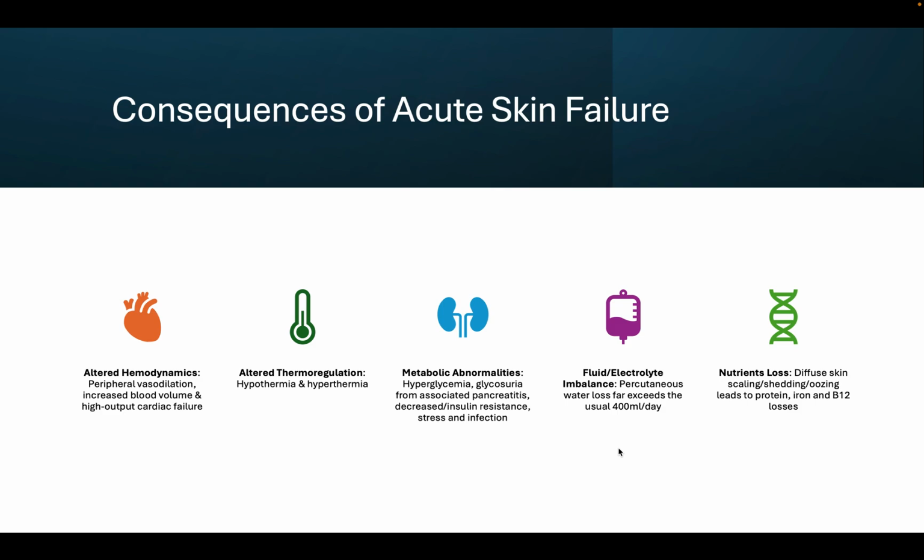Your fluid and electrolyte imbalance. Percutaneous water loss far exceeds the usual 400 mLs per day. And your nutrient loss. Diffuse skin scaling, shedding, and oozing leads to protein, iron, and B12 losses.